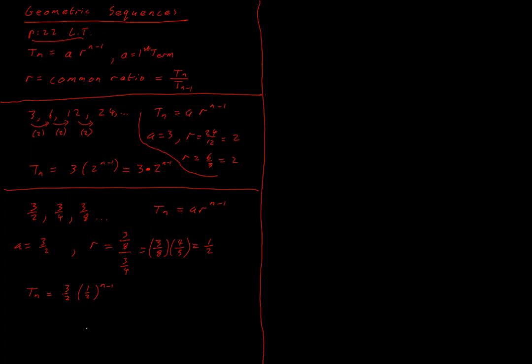So let's work out a slightly more complicated question now. If I'm told that the third term in a geometric sequence is 6, and the 8th term is equal to 1458, what is the nth term?